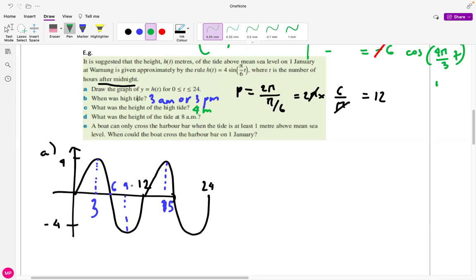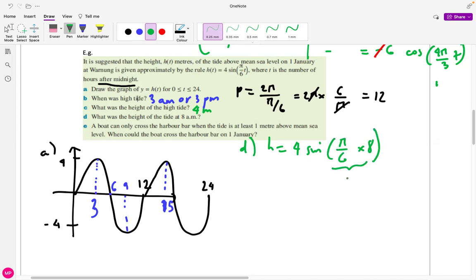So 8 a.m. means t equals 8. So you sub 8 in and get the y value. It will be negative something, so it's below the sea level. So for question D, I sub 8 into my equation. So h equals 4 times sin of pi over 6 times 8.